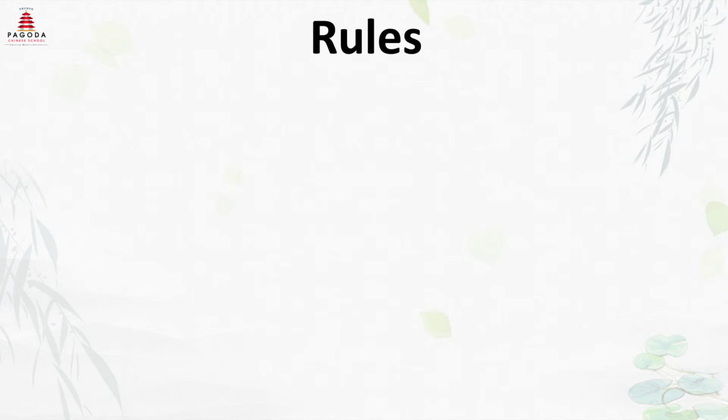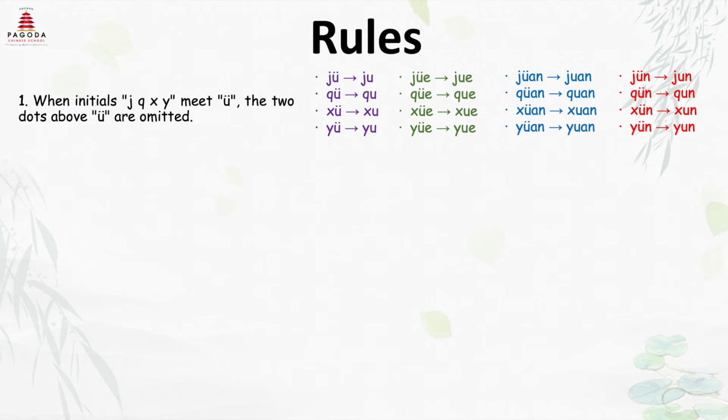Moving forward, there are some rules we need to remember, which will help us to avoid some common misunderstandings. Number 1. When the initials J, Q, X and the letter Y precede the final U, the 2 dots are omitted in writing. Here are some examples. They are actually pronounced the same. Ju, Qu, Xu, Yu, Jue, Que, Xue, Yue, etc. Only the 2 dots are missing.